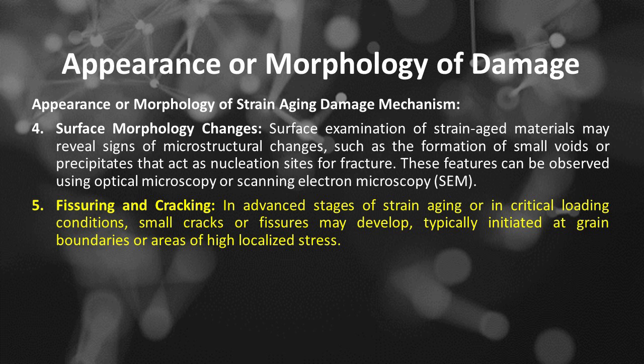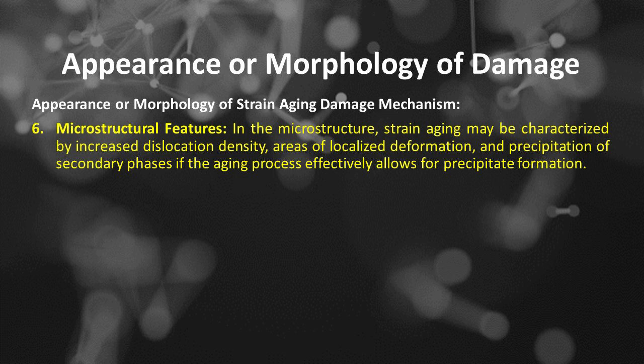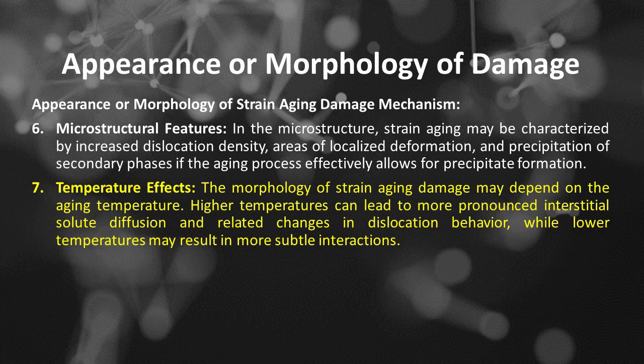In advanced stages of strain aging or in critical loading conditions, small cracks or fissures may develop, typically initiated at grain boundaries or areas of high localized stress. Number 6 is microstructural features. In the microstructure, strain aging may be characterized by increased dislocation density, areas of localized deformation, and precipitation of secondary phases if the aging process effectively allows for precipitate formation. Number 7 is temperature effects.